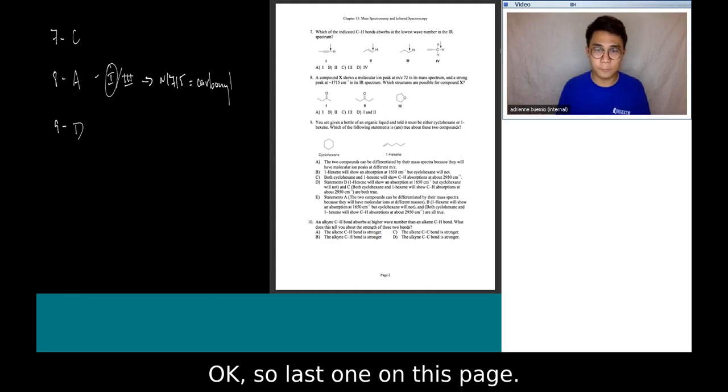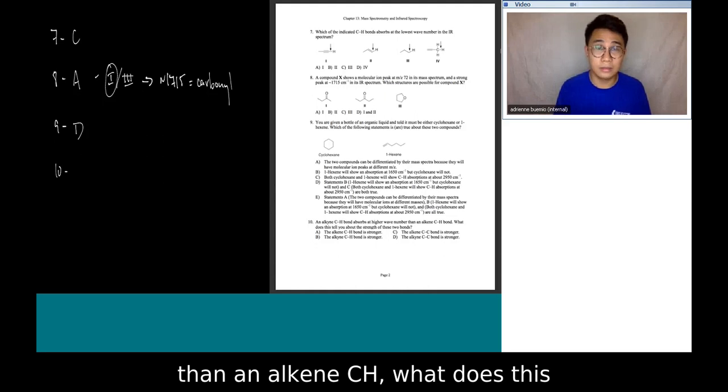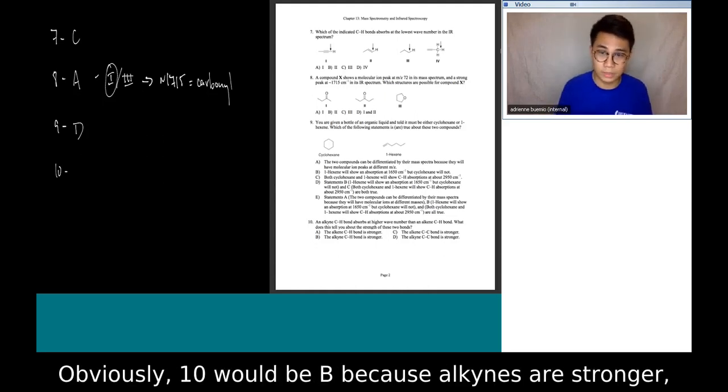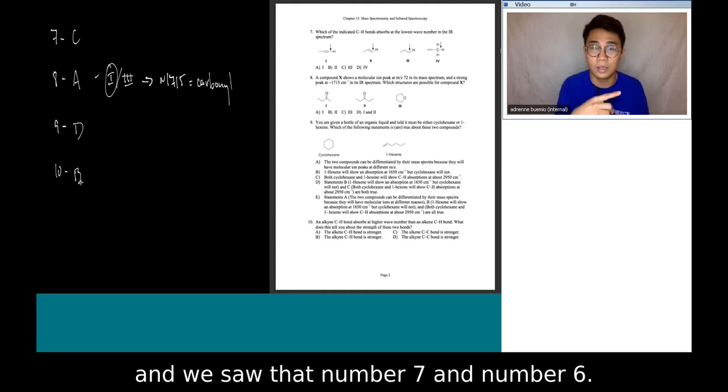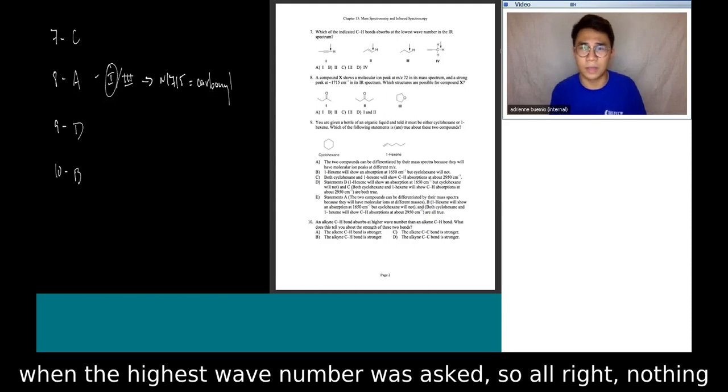Okay, so last one on this page, 10. An alkyne CH absorbs at a higher wave number than an alkene CH. What does this tell you about the strength of those two bonds? 10 would be B because alkynes are stronger, right? And we saw that in number 7 and number 6. Well, actually, number 6, because that's when the highest wave number was asked. So, nothing too crazy.